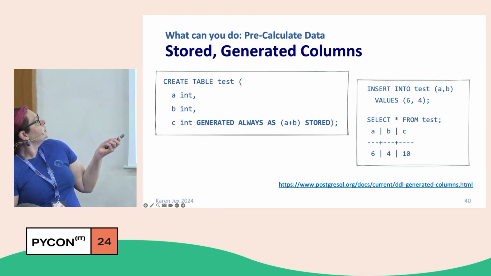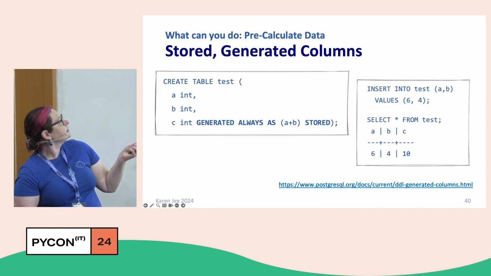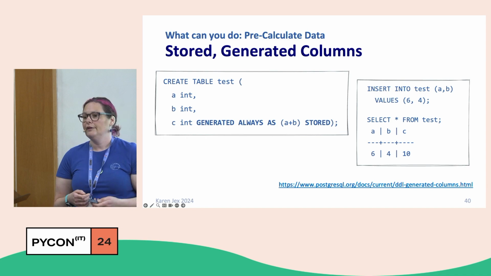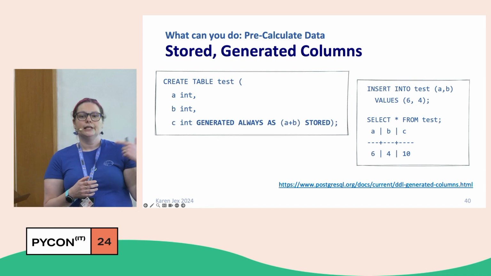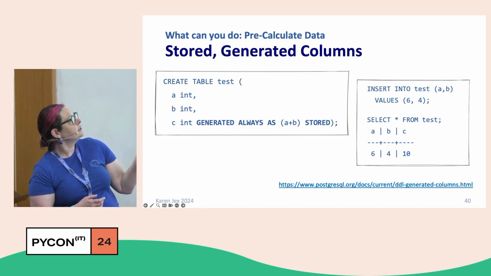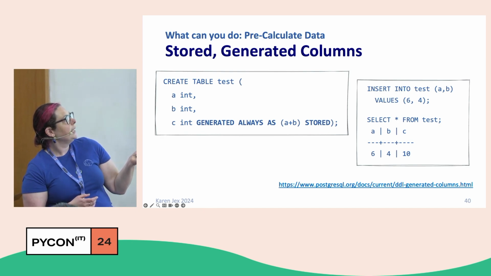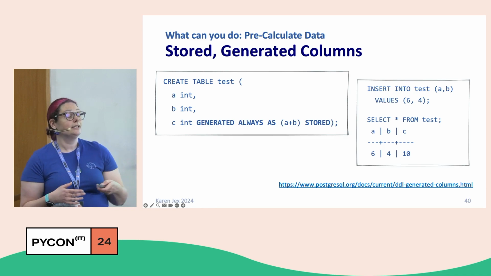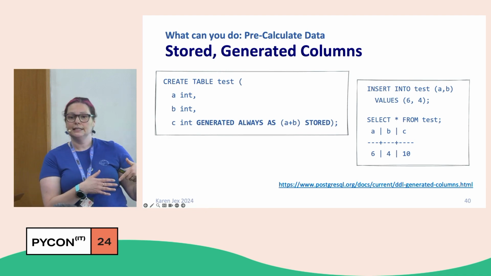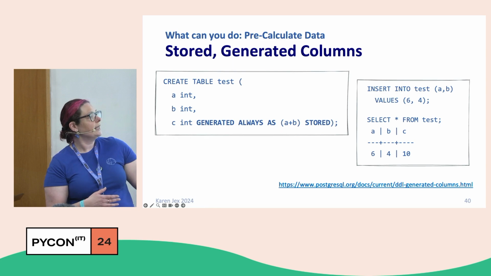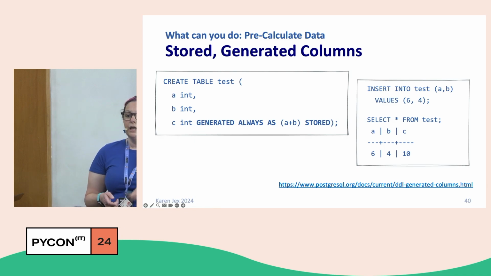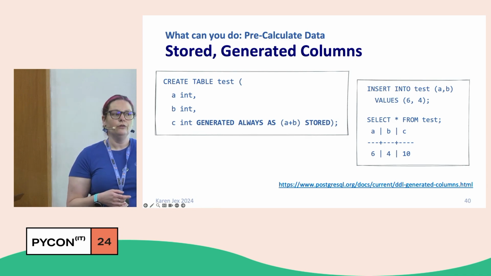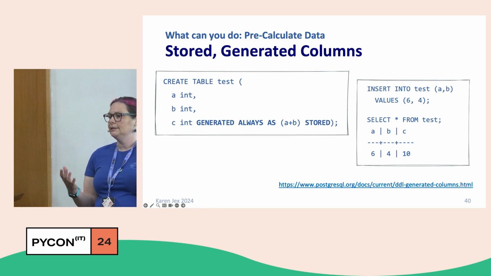If I use this generated always as, that's effectively setting a default value for a column in my table. But if I specify stored, that's actually going to calculate it. So when I insert into my test table just the values A and B, it won't calculate it at runtime, it will insert it physically into the table when I do that insert. So I've now got that calculated value in my table. When I run an analytics query looking for A plus B, I don't have to calculate it each time, it's already calculated for me. Obviously, that's going to have an impact on your insert, so you need to balance that out.